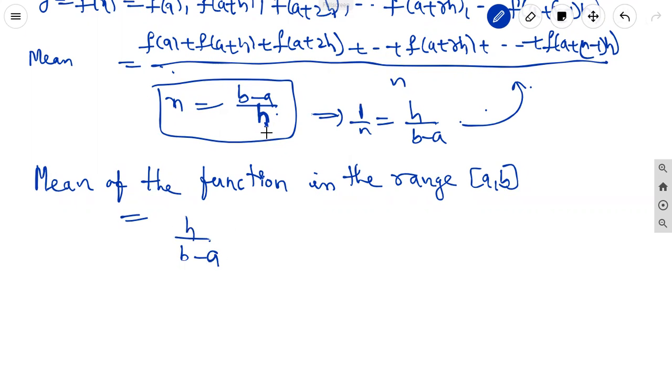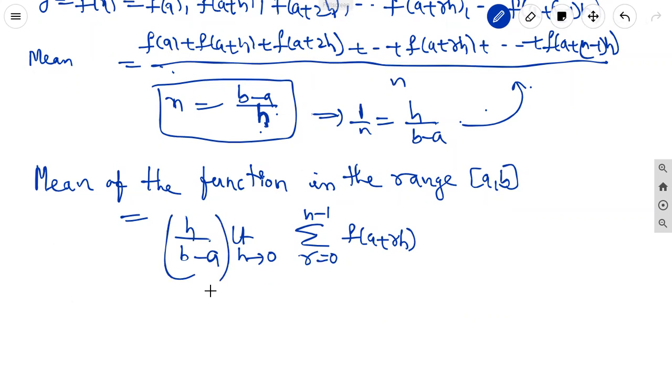It can be written as summation, when the limit h tends to 0, summation r equal to 0 to n minus 1 f of a plus rh. When you are taking r equal to 0, then you are getting the average. Average means the mean of the functions corresponding to the n divisions. This is the mean. What is the mean value? The mean value formula is h by b minus a into limit h tends to 0.